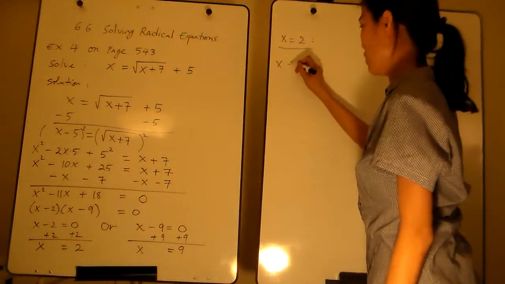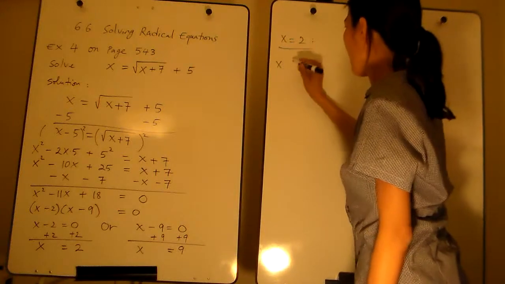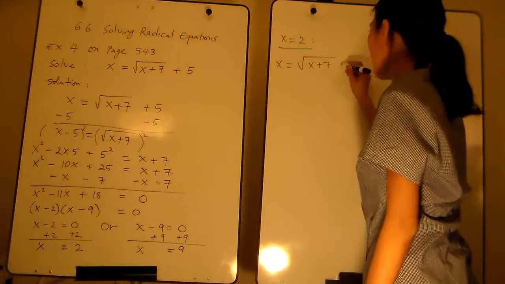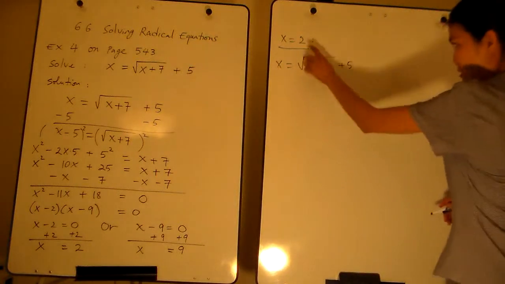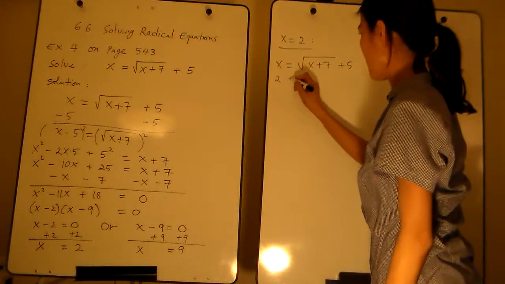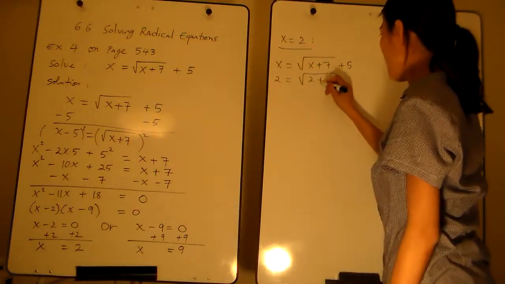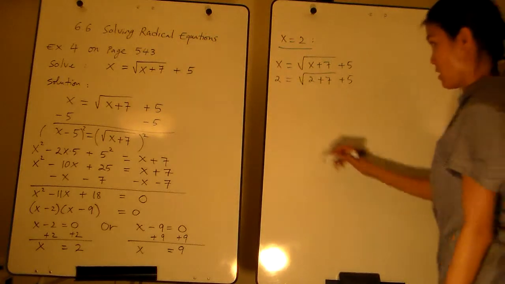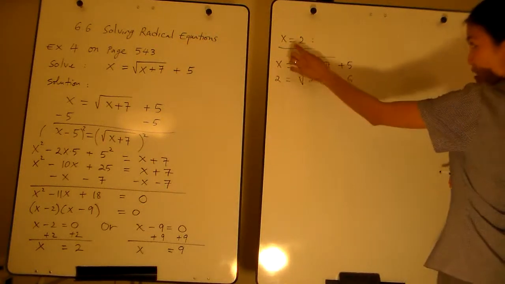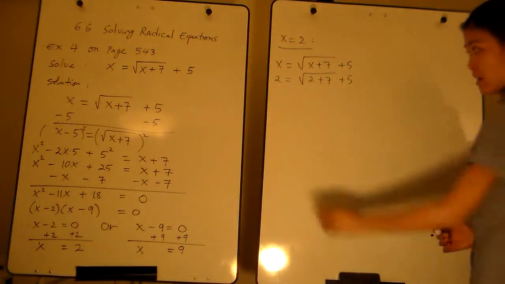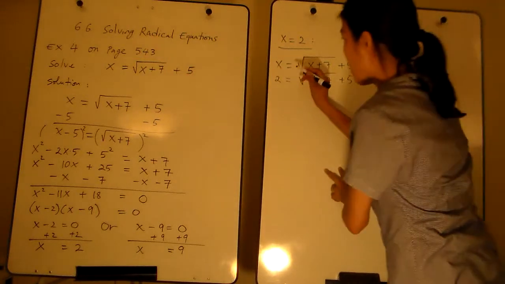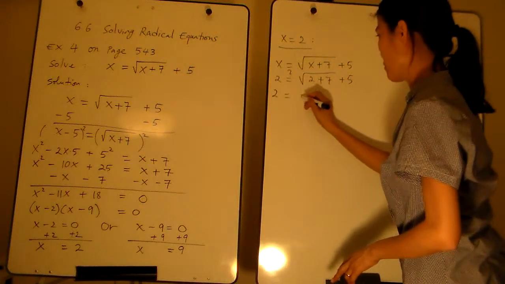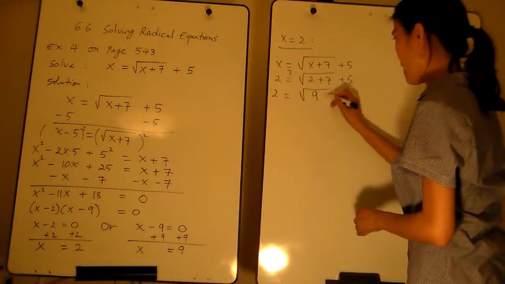Checking this, I will substitute 2 for every x in the equation. So the equation is x equal square root of x plus 7 plus 5. Substituting 2 here for x, square root of 2 plus 7 plus 5. So I just replace 2 here for every x. And then once I substitute x equal to 2, I don't know if the left hand side still equals the right hand side, so I put a question mark. 2 here equal to 2 plus 7 is 9 plus 5.